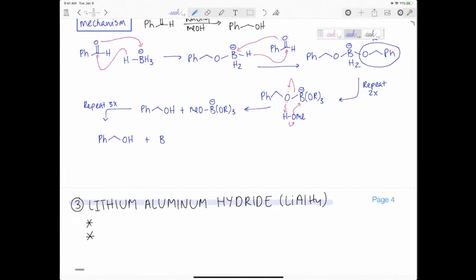How do you know when the reaction ends? When all the ORs become OMe, right? Because we already have the methanol from the previous step, so it's going to be B(OMe)4 minus. Okay, so this is how we know that this is the end of the reaction.